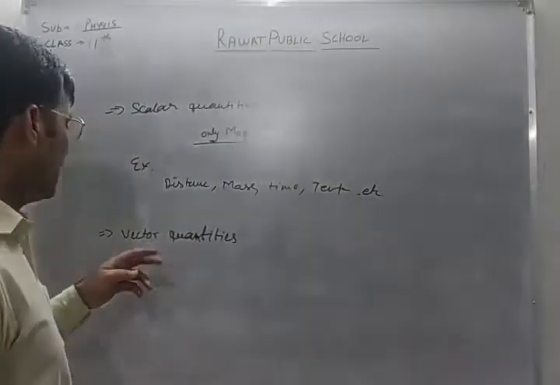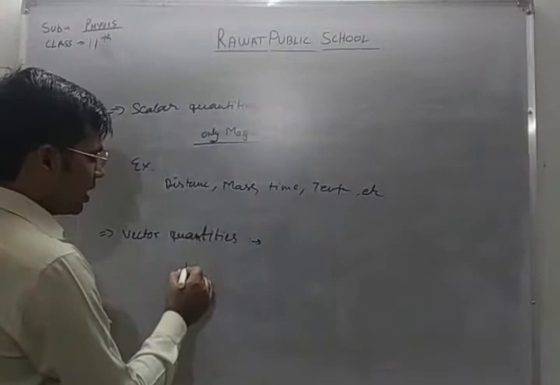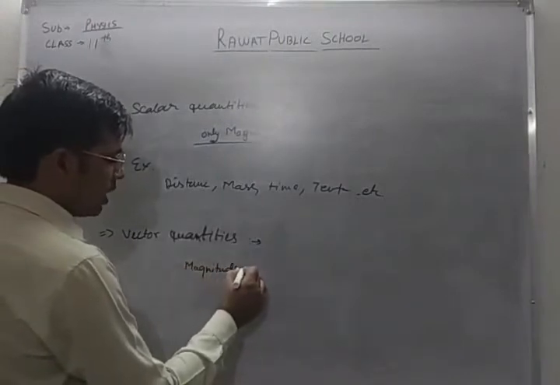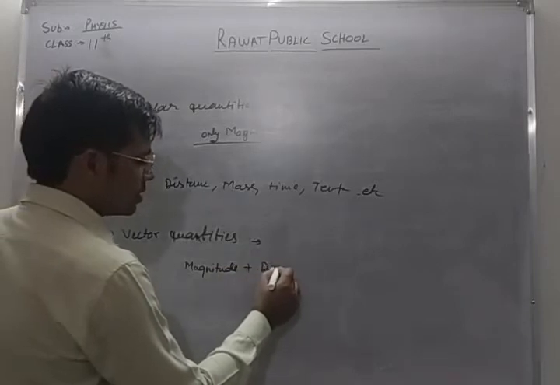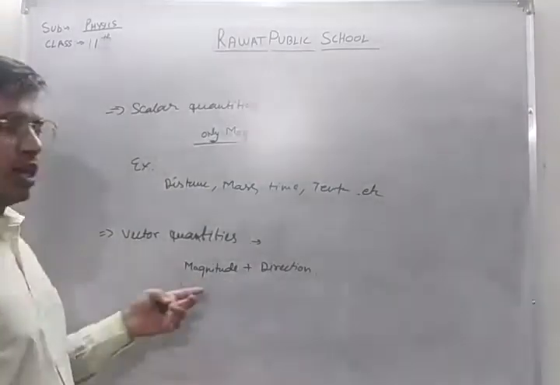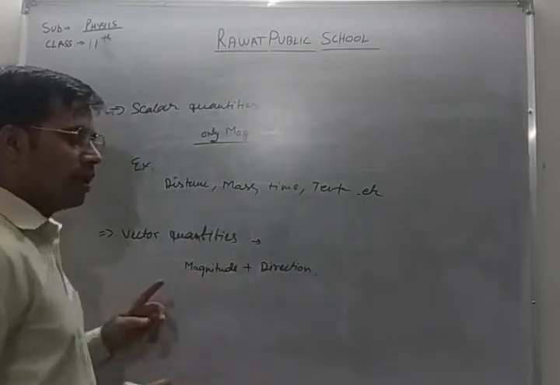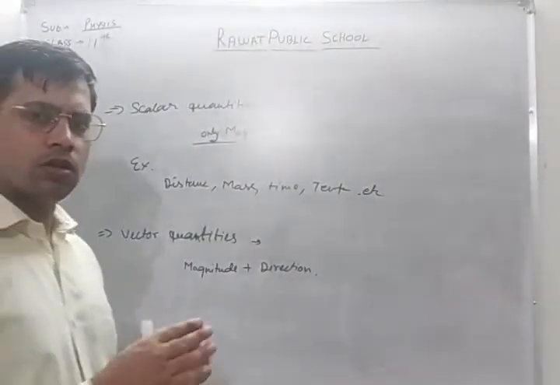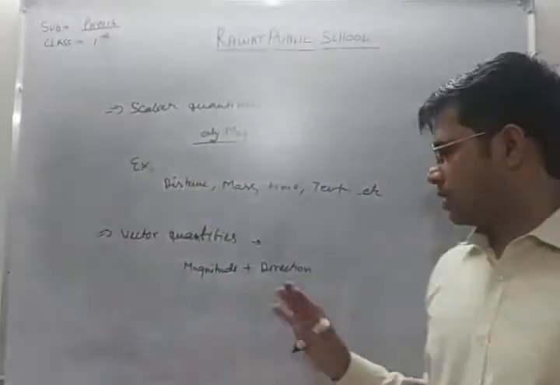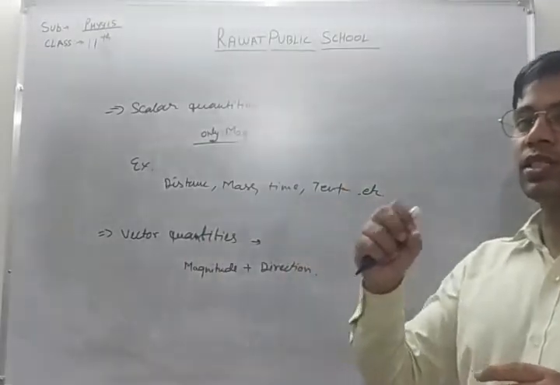Whereas on the other hand, vector quantities have magnitude as well as direction. Okay, magnitude as well as direction, they give both. Magnitude means numerical value and direction means up, down, positive, negative, push or pull, likewise. These are the signs of direction. That means these quantities give us a sense of direction.